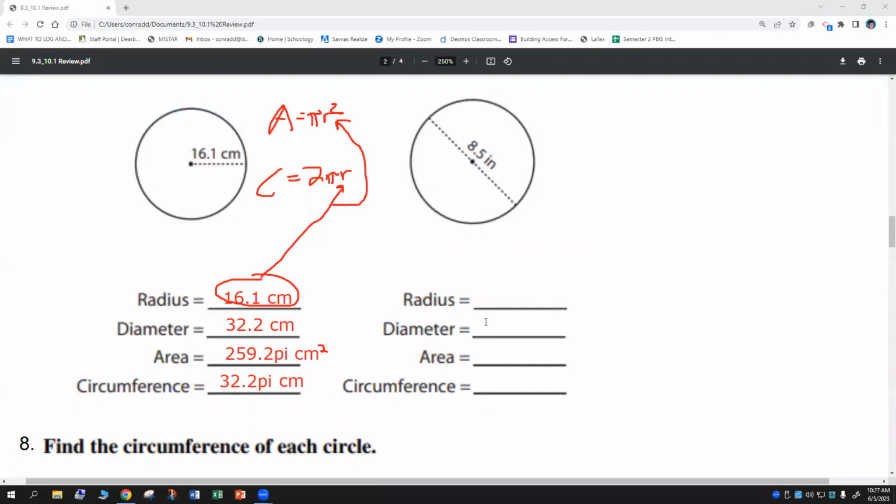All right, the next one, the diameter is 8.5, right? That's the distance across the whole circle, 8.5 inches, which means the radius is half of that, which is going to be 4.25 inches. Okay. And then we're just plugging into the circumference formula. That's 2 times pi times 4.25, which should be 8.5 pi inches.